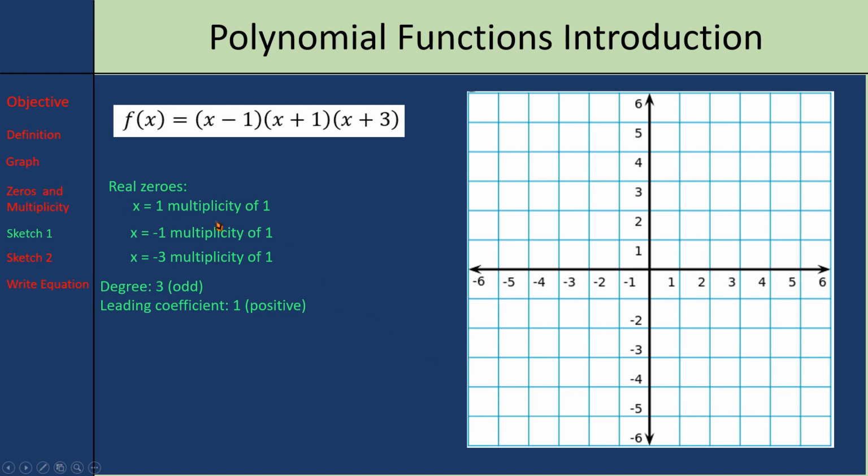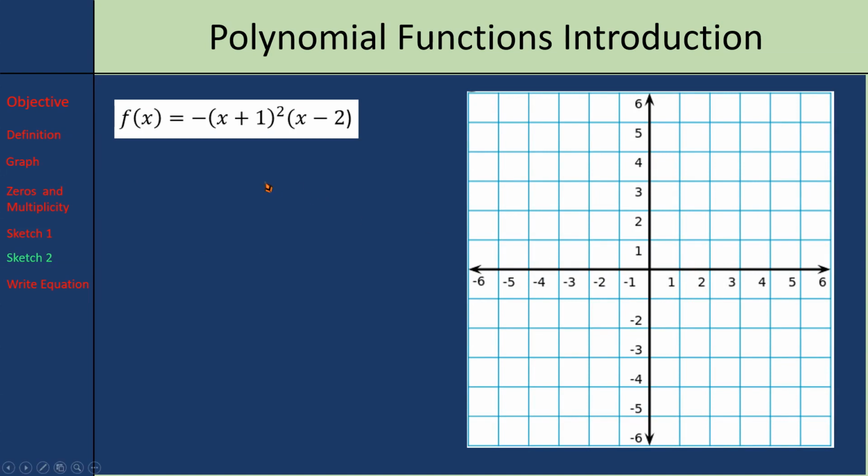But anyways, let's put in the zeros. So I have 1, -1, and -3. All right, so the right side, positive, goes up. Odd, so the left side has to be opposite, so the left side goes down. Now it crosses all of these, so it has to go over and come back down, right? Because I have to come back down to cross this one, and I have to go back up to cross this one, like that.